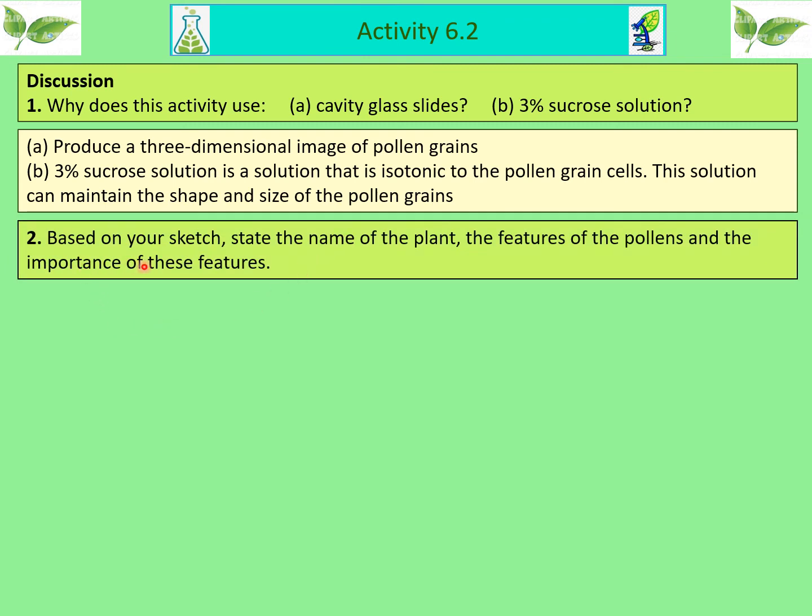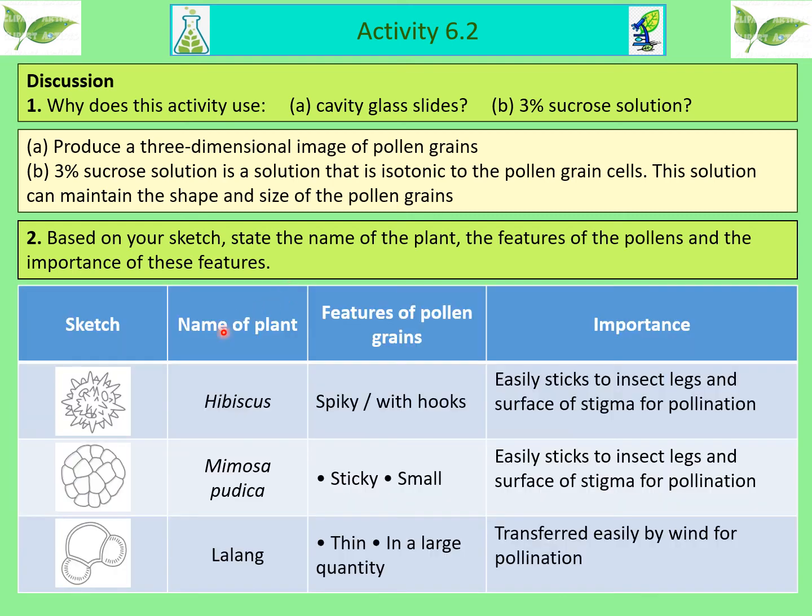Number 2, based on your sketch, state the names of the plants, the feature of the pollens, and the importance of this feature. Okay, this is based on your sketch. This is hibiscus: spiky with hook. The importance is it easily sticks to insect legs and the surface of the stigma for pollination.